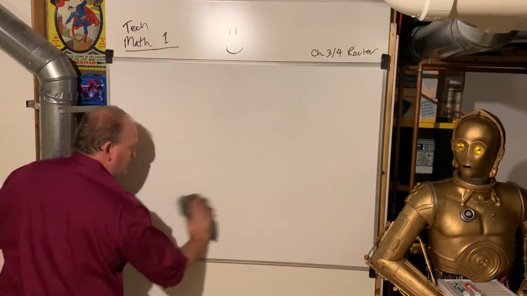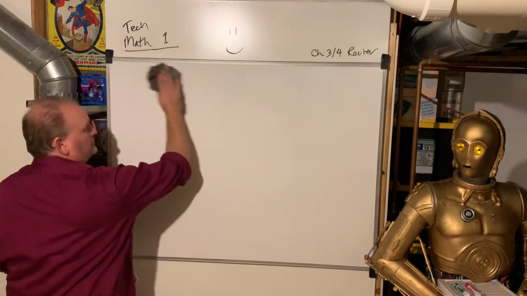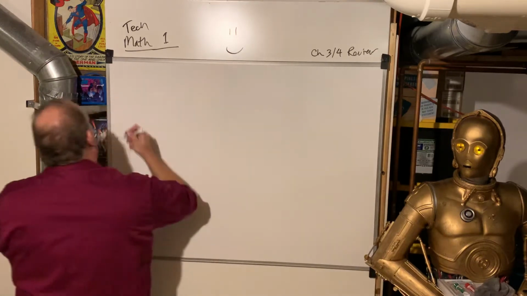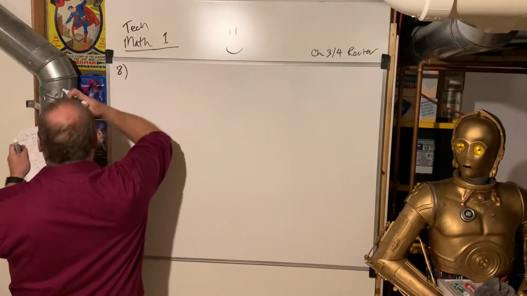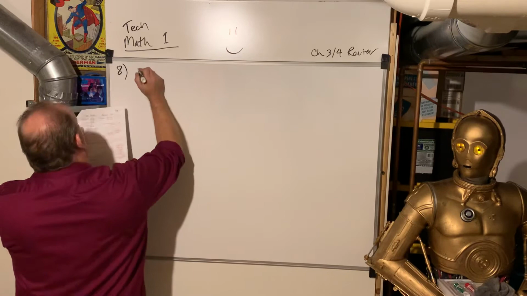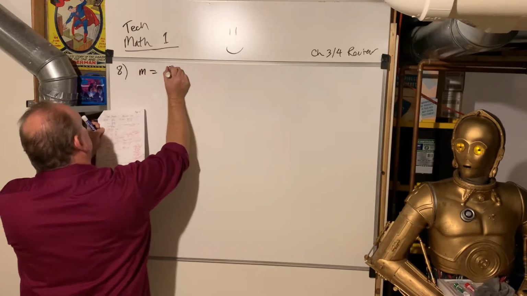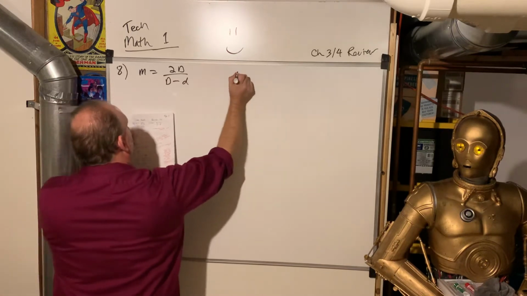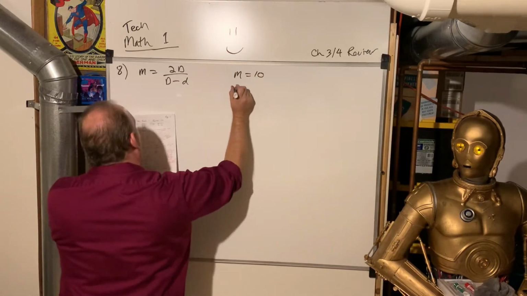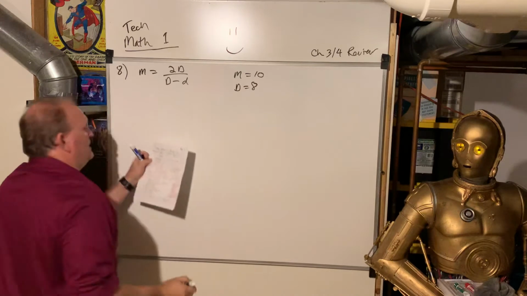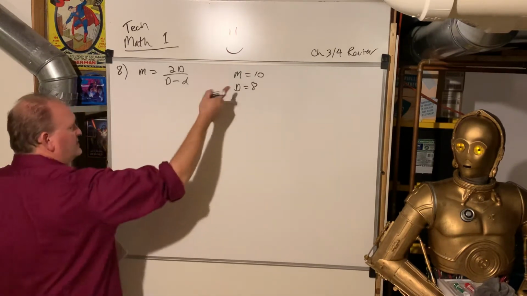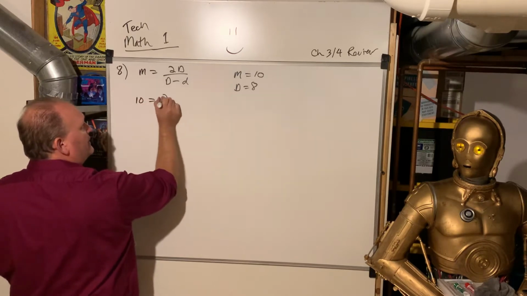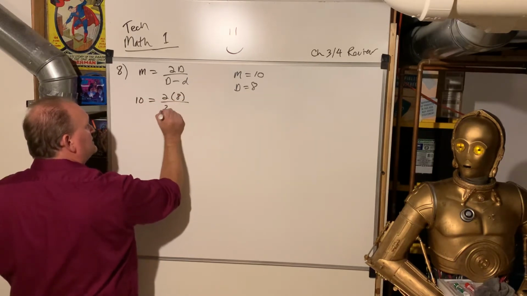Okay, so on to the next one is number 8. So m is equal to 2d over D minus little d. And then they tell you m is equal to 10 and big D is equal to 8. And now you just sub in those values and then solve. So m is equal to 10 and big D is 8.